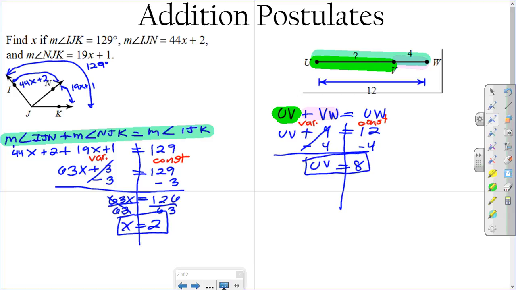Okay. So the angle addition postulate and the segment addition postulate, they are not that complicated. What they do is they give you the equation, and once you do the equation, it just becomes a problem of solving for the variable. If you have problems with solving for the variable, I do have a video on just solving equations. Okay, once you solve the equation, that's it. You're done. Go back and make sure you answer the question.